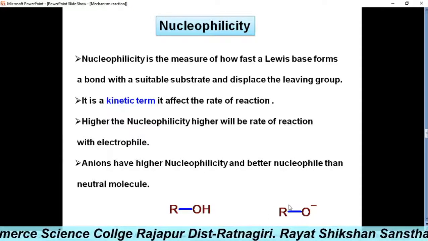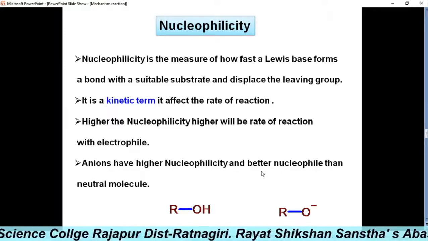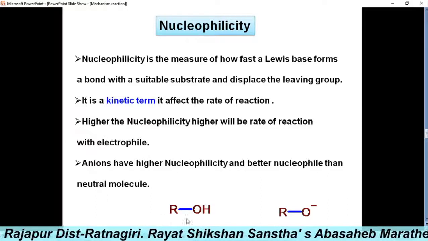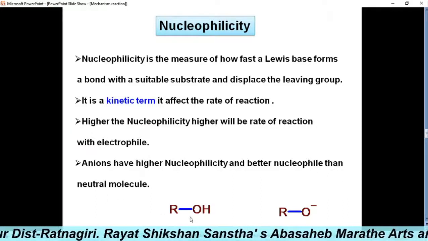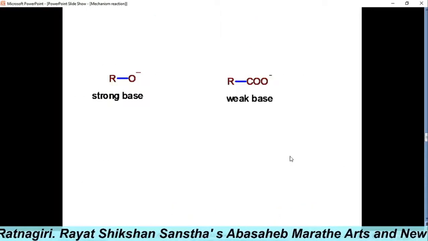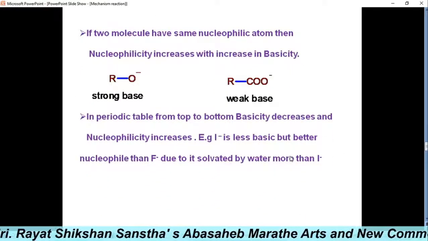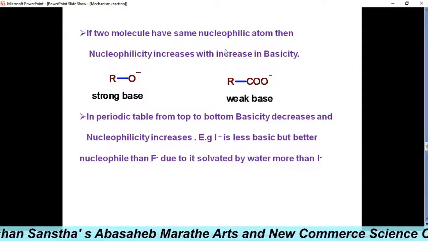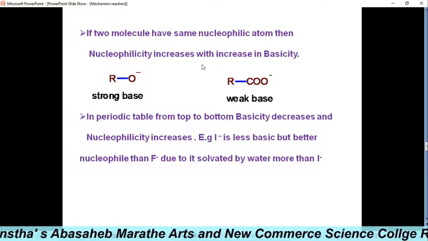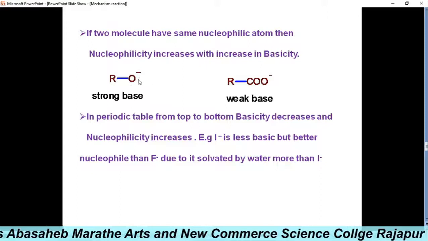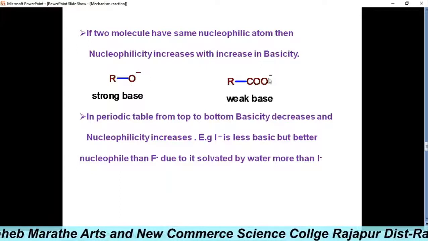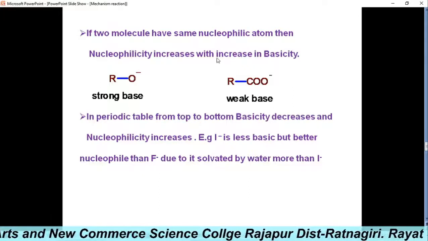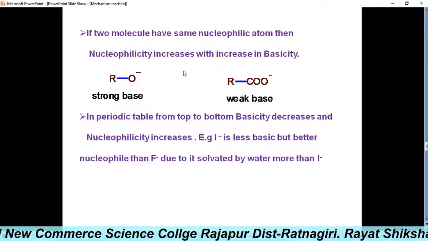Anions have a higher nucleophilicity and are better nucleophiles than neutral molecules. If two molecules have the same nucleophilic atom, here also oxygen as the nucleophilic atom, then nucleophilicity increases with increasing basicity.